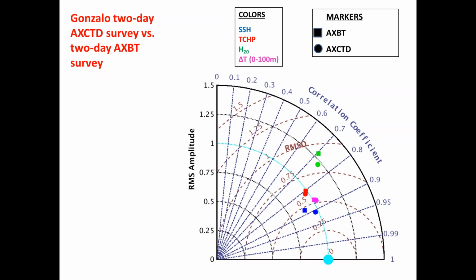And one point I need to make is that this is somewhat different from the result we obtained in the Gulf of Mexico, where AXBT versus AXCTD produced a larger difference, or in other words, AXCTD assimilation produced a more significant improvement versus AXBTs than shown here. So these results are region dependent, obviously, and more work needs to be done in different regions.